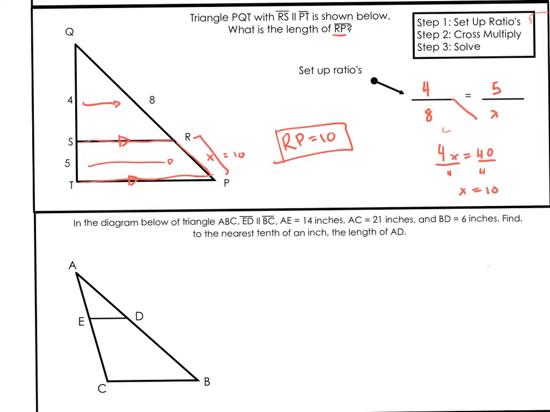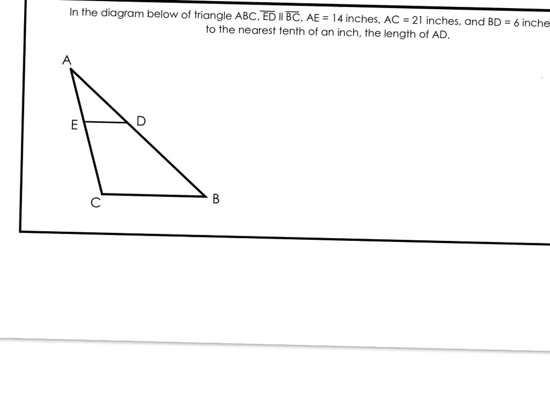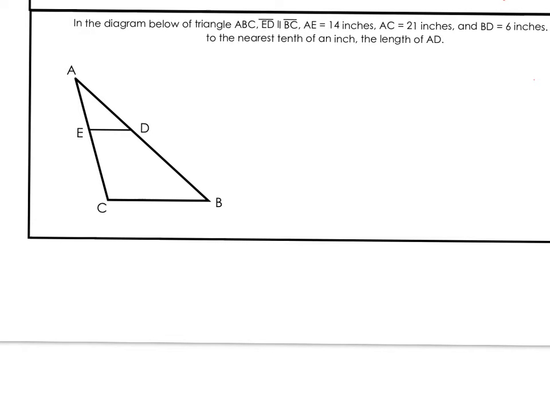We'll see once again how easy this makes our lives. In the diagram below of triangle ABC, we know ED is parallel to BC. So once again, we know our base is parallel to this line going through it. AE is equal to 14, so I'm filling that in. AC, which is the whole thing, is equal to 21. And BD is equal to 6. Find the length of AD. Since we're looking for AD, we're going to put an x at AD.